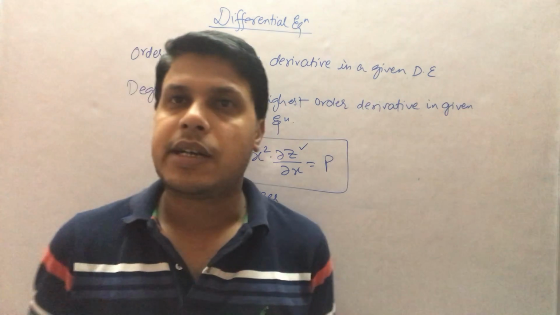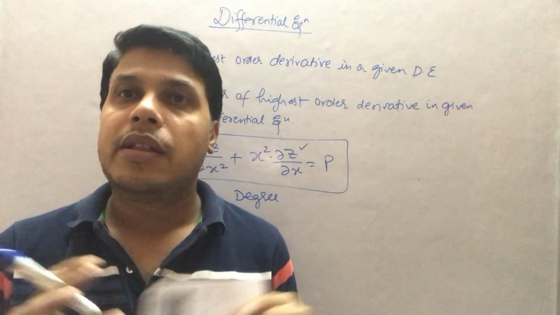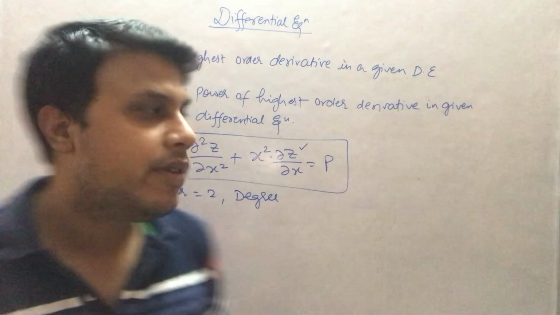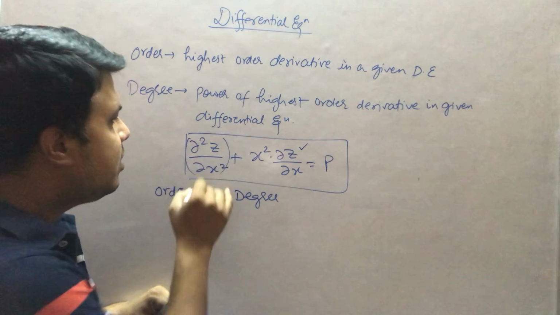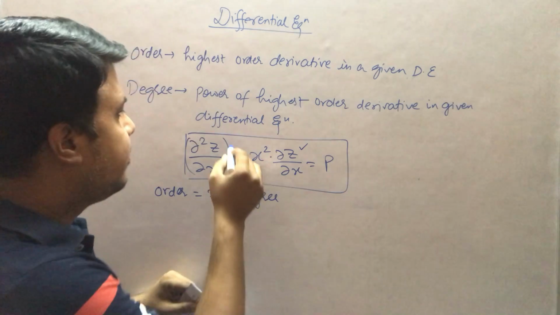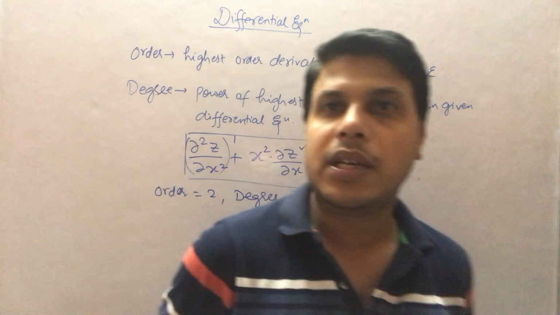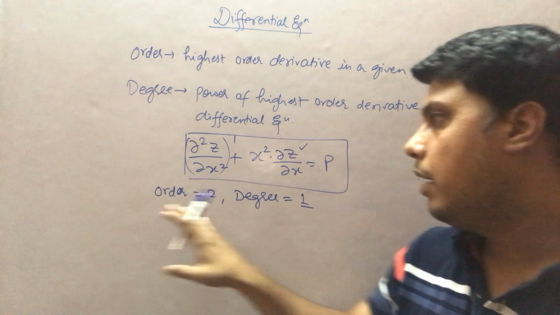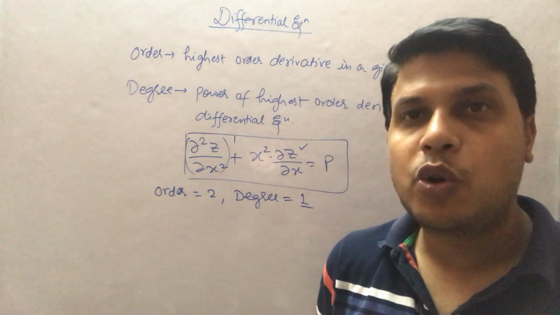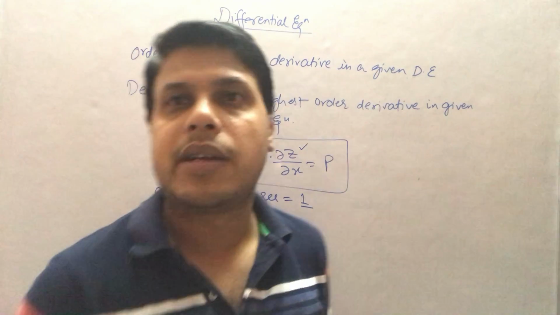And if I ask you what is the degree of the differential equation, as per the definition, it is the power of the highest order derivative. We can see that the highest order derivative is del 2z upon del x2, and its power is 1. So the degree of the given differential equation is 1 and the order of the given differential equation is 2. So I hope this is clear. I will try to give another example so that you can understand it better.